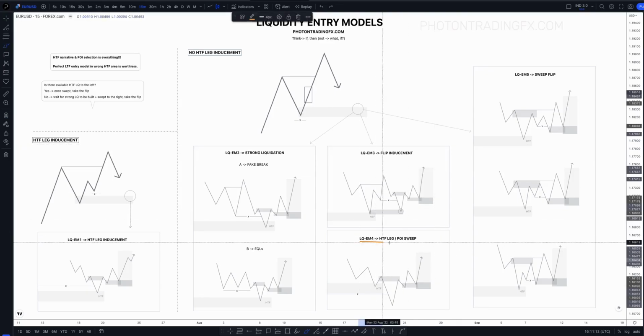Sweet. This one, higher time frame leg POI sweep. Couldn't think of a better name, so this is what I came up with. And this is essentially where there's no inducement to the left, nothing builds to the right. So remember I was saying there's no inducement to the left and nothing's built to the right, and you want to trade from here, what do you do?